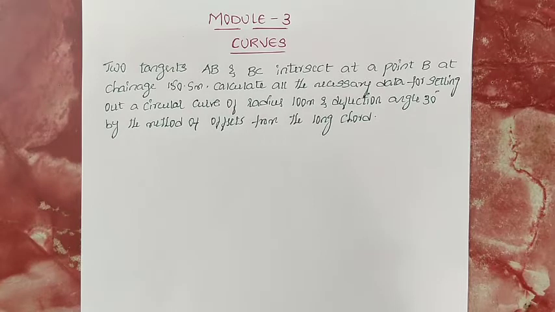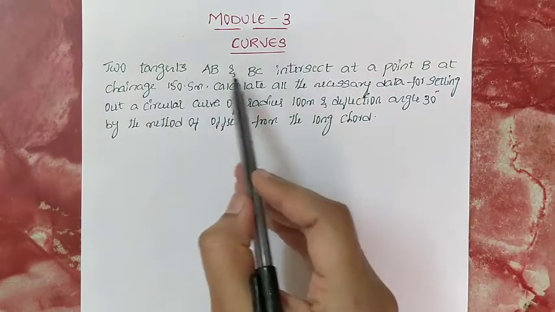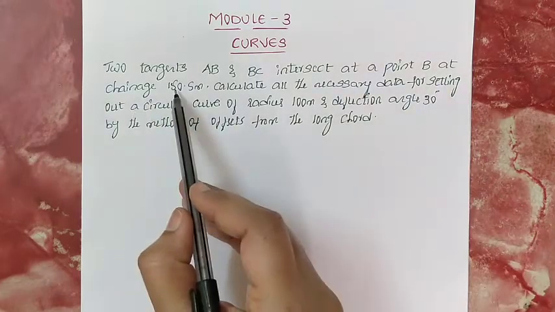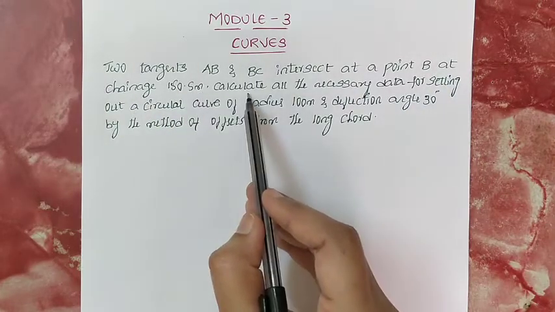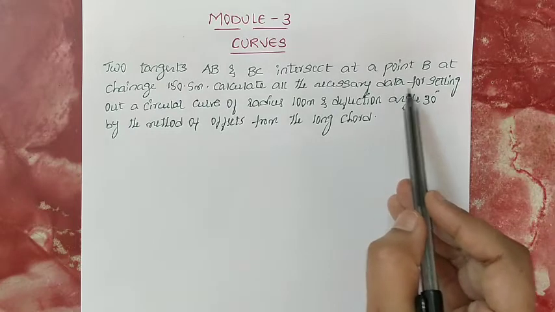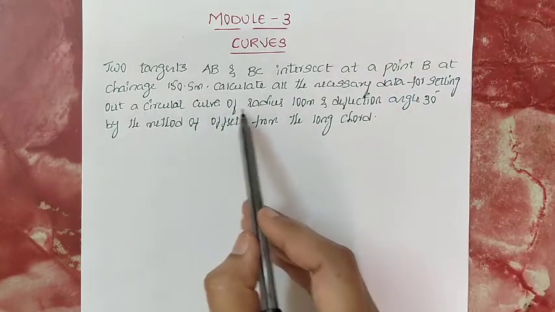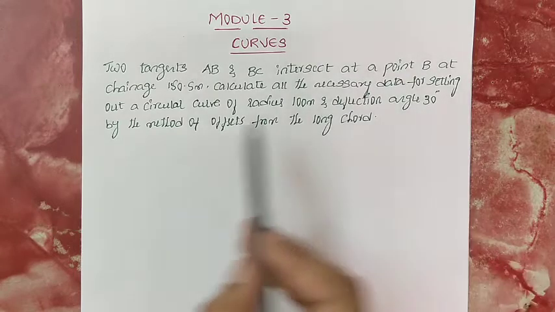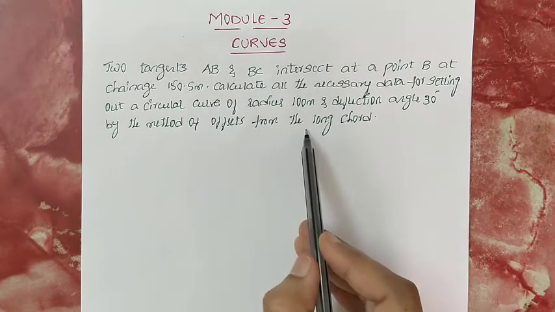Module 3, Curves. Two tangents AB and BC intersect at a point B at a chainage of 150.5 meter. Calculate all the necessary data for setting out a circular curve of radius 100 meter and deflection angle 30 degree by the method of offsets from the long chord.